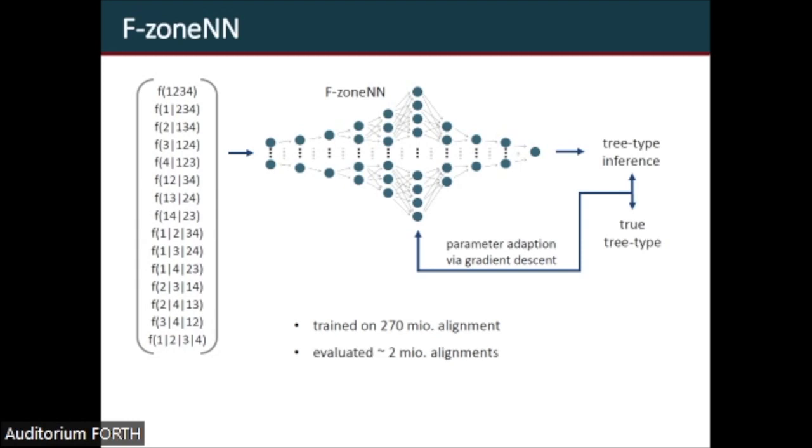Moreover, the network was evaluated on 2 million parameters, which were simulated independent of the training data. And on this evaluation data, the network achieves an accuracy of 87%. So it can indeed distinguish most Farris and Felsenstein trees.